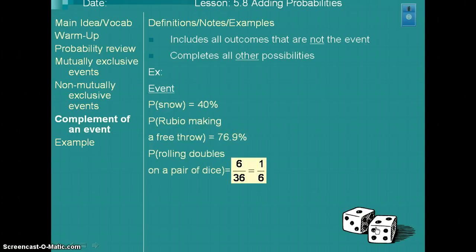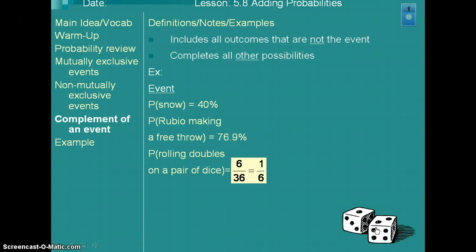So here are a couple of potential events. The probability of snow could be 40%. The probability of Ricky Rubio making a free throw, based on his relative frequency, based on the data, is 76.9%. And the probability of rolling doubles on a pair of dice: there's 6 of those. A pair of 1s, a pair of 2s, a pair of 3s, a pair of 4s, a pair of 5s, and a pair of 6s out of 36, which simplifies down to 1/6.